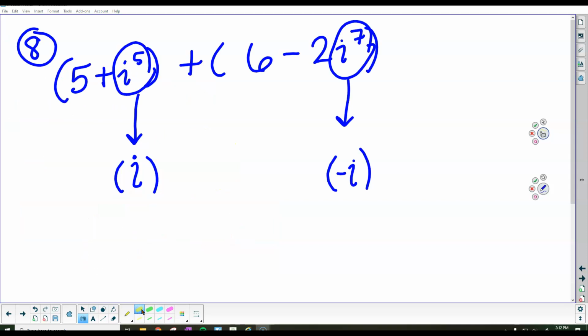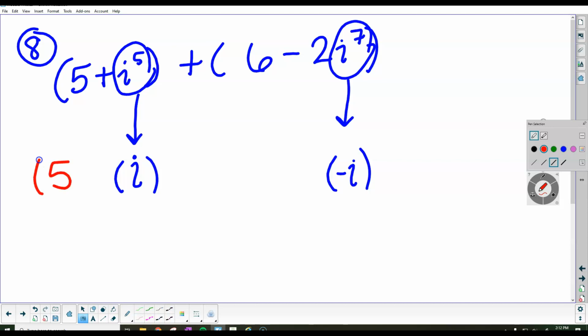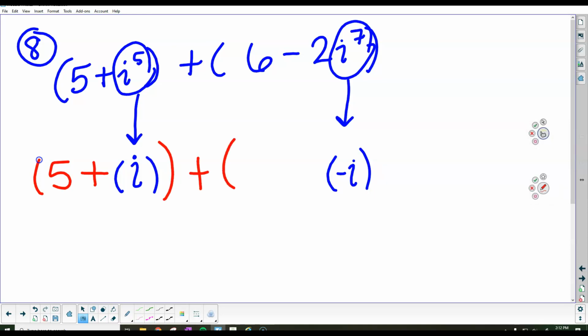So we simplified those i's with exponents. I'm going to bring everything else down. I'm just going to make sure my work stays aligned. So I'm going to recopy this 5. I'm going to recopy that plus sign. i to the 5th turned into plain i. Plus 6 minus 2 times that negative i.